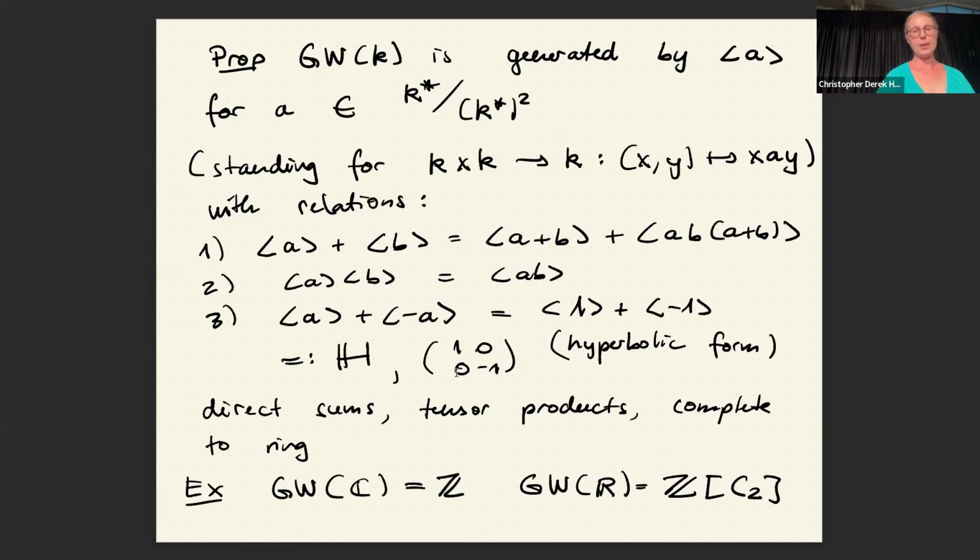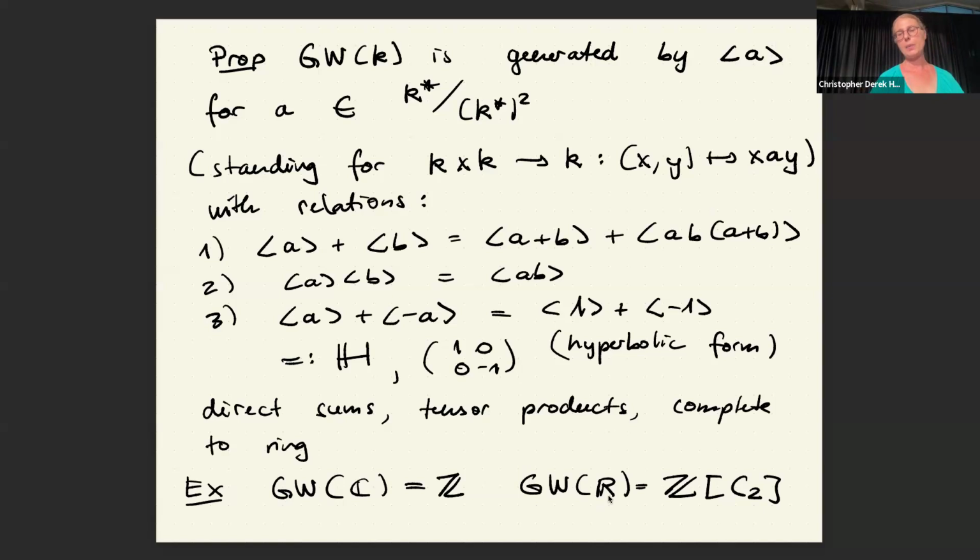Okay, and two concrete examples. GW of C is just Z because it's only the rank that counts. There's just one generator, bracket 1, and I just need to know how many bracket 1s I have. And it's a formal sum, so negatives are also okay, but I just have that one generator, bracket 1.